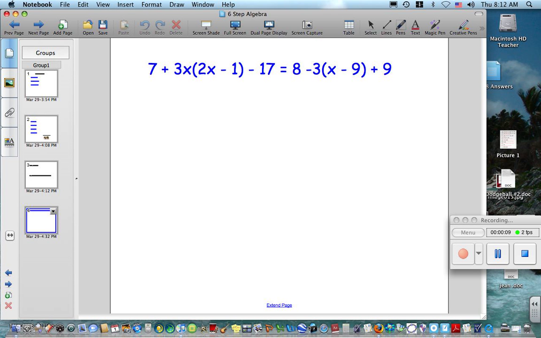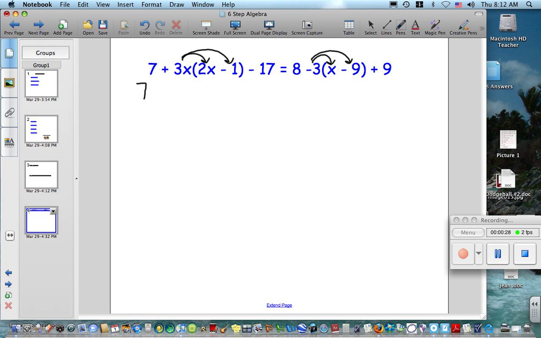Alright, here we have a classic six-step algebra question. We're going to start off with the very first step, which is to multiply everything in front of the brackets times everything inside the brackets. It's called the distributive principle. So take the front number of each set of brackets and multiply it by both terms inside the brackets.